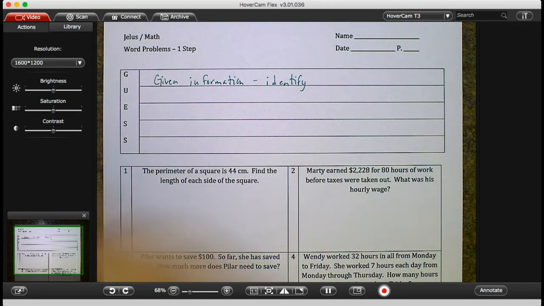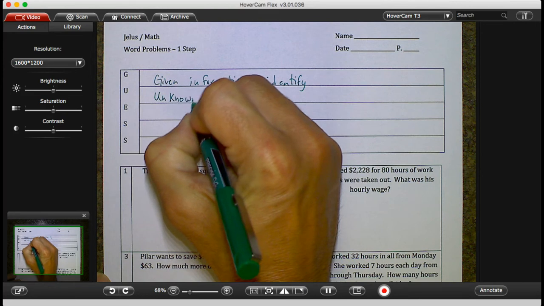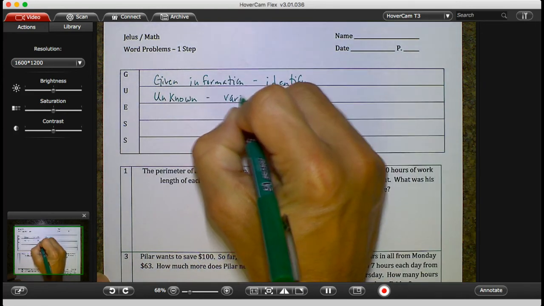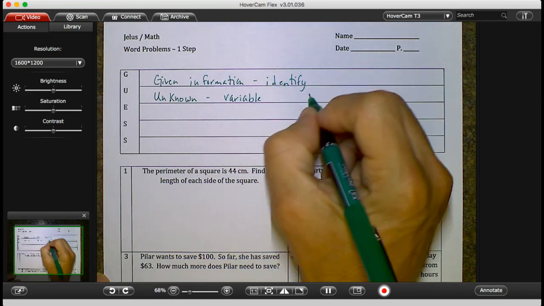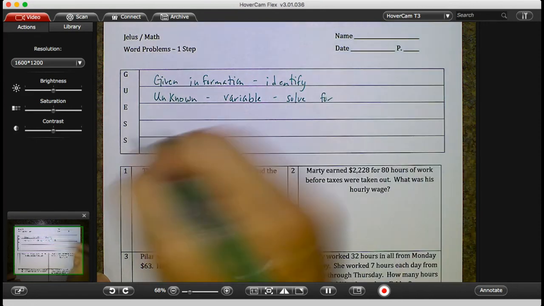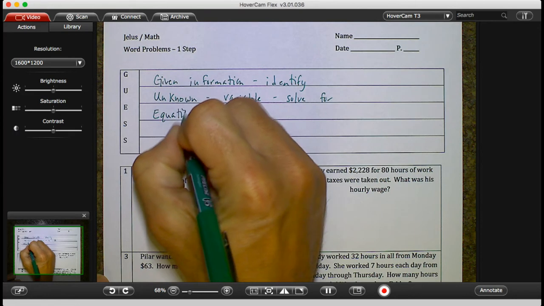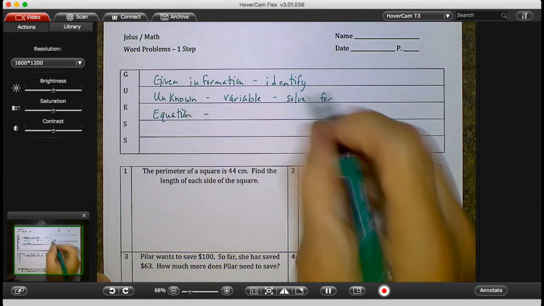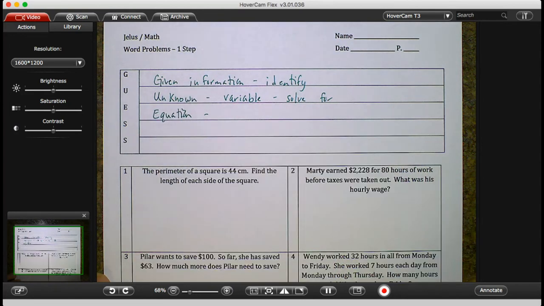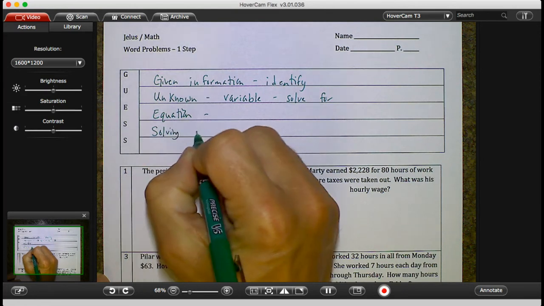The U stands for your unknown that you also want to identify, but that is going to become your variable that you're going to solve for as well. The E stands for an equation that you are going to write based on your given information and the unknown. So you're going to write your equation. The S is going to be solving that equation.